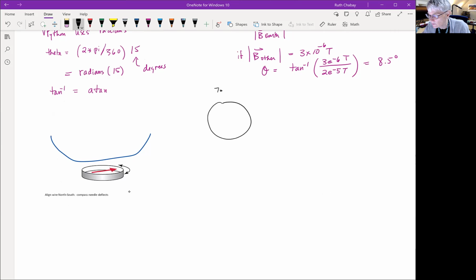top view, here's the compass needle pointing north, if this is north. But if we put a wire carrying a current across, just lay it down on top of the compass, then we might see the compass needle deflect.